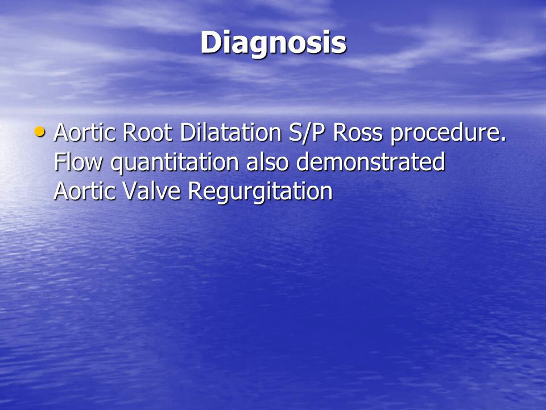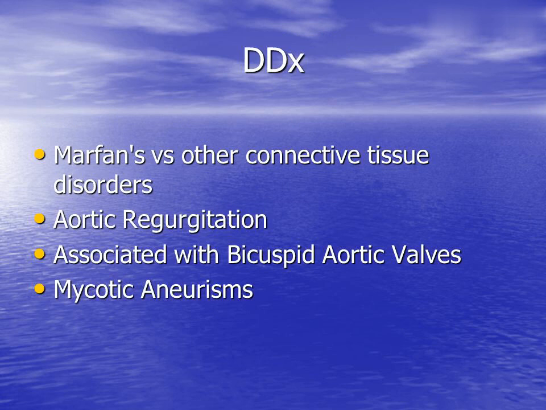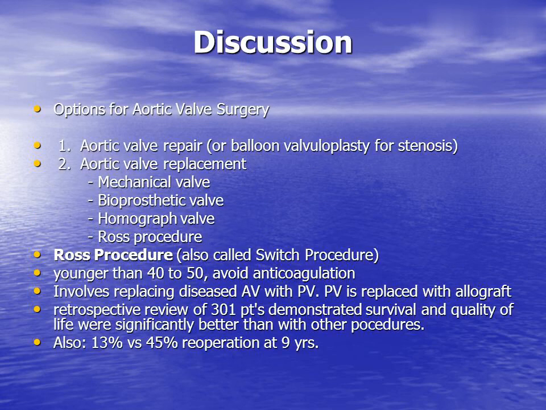Flow quantitation also demonstrated aortic valve regurgitation. DDX: Marfan's versus other connective tissue disorders. Aortic regurgitation associated with bicuspid aortic valves. Mycotic aneurysms. Discussion of options for aortic valve surgery.